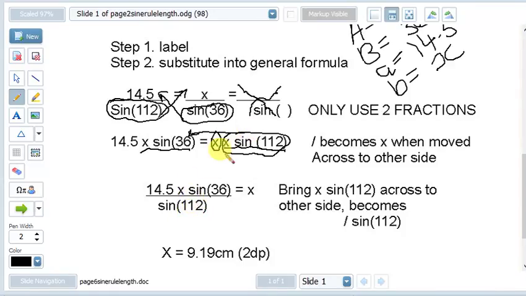Okay, so a times by sine of 112 on this side, when we move it over the equal sign to the other side it becomes a divide by sine of 112. And then you can quite clearly see we've got x's, which are our unknowns, on one side, and then we've got all of our knowns on the other. And if we put this into our calculator we get 9.19 centimeters to 2 decimal places.